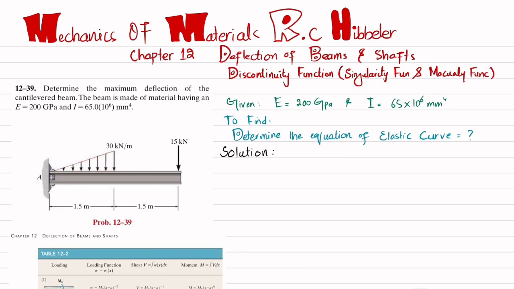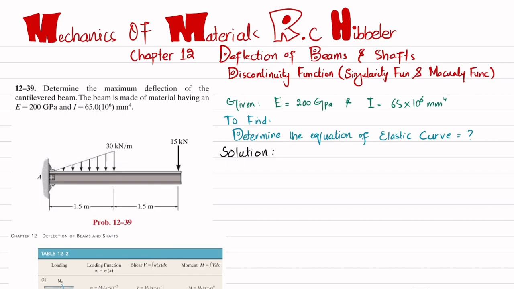Due to this load the beam will deflect like this. We have to find the maximum deflection of the cantilever beam, that will be at this end, Vmax. Okay, so let's start with the solution.